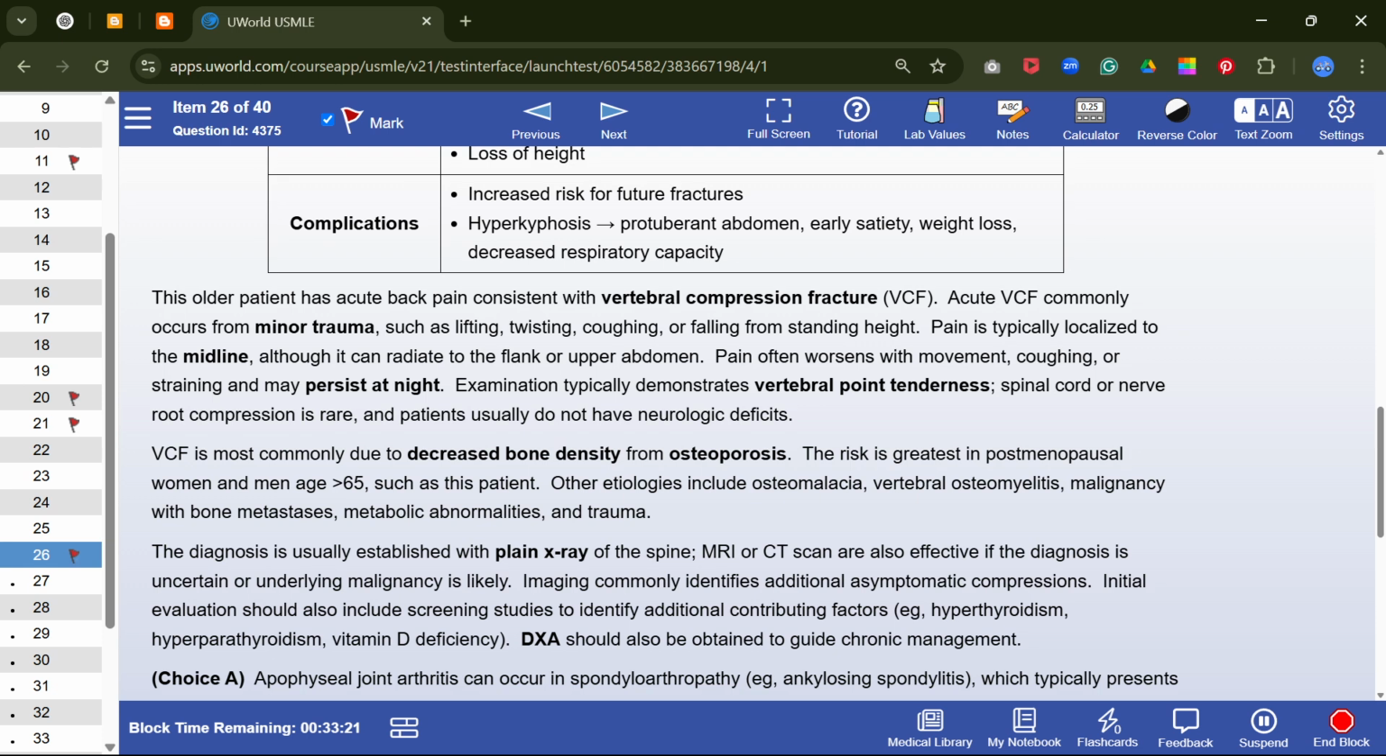The diagnosis is usually established with plain X-ray of the spine. MRI or CT scan are also effective if the diagnosis is uncertain or underlying malignancy is likely. Imaging commonly identifies additional asymptomatic compression fractures. Initial evaluation should also include studies to identify additional contributing factors: hyperthyroidism, hyperparathyroidism, vitamin D deficiency. DEXA scan should also be obtained to guide chronic management.